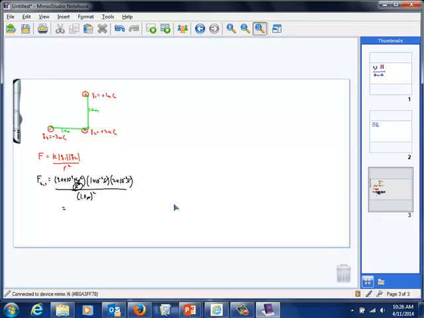All right, so what do we get if we do the math there? 9 times 10 to the 9th times 1 times 10 to the negative 6 times 2 times 10 to the negative 6 divided by 1 squared. We should get about 0.018 newtons.